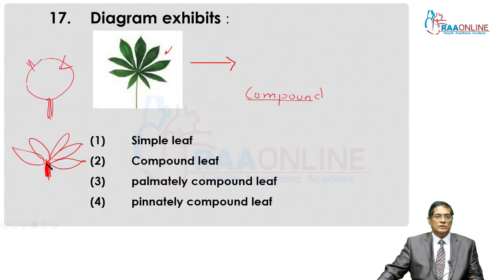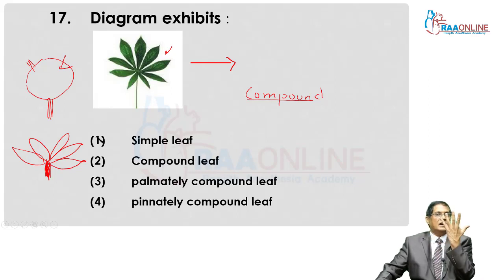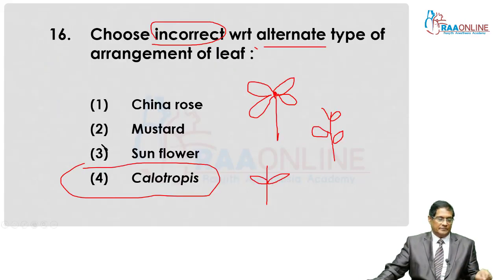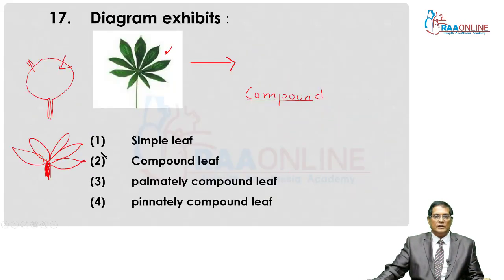The structure looks like a palm. Incision from apex to base divides the leaf into a number of leaflets which are attached to the petiole directly, and they are spread like the fingers of a palm. So this is palm-like, that is a palmately compound leaf.